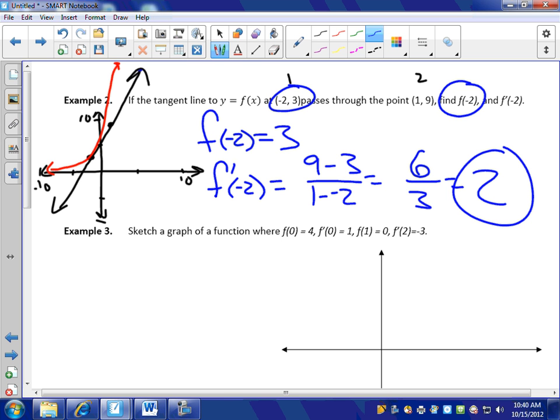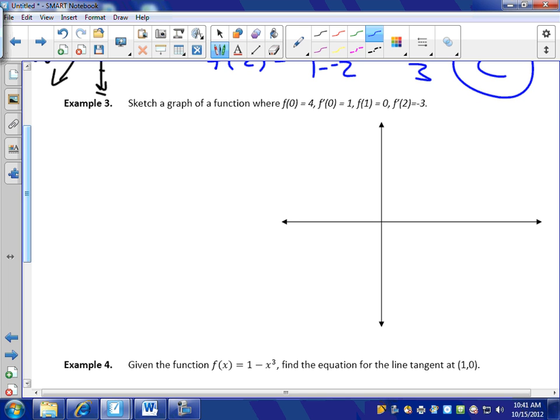Is that clear? That's it for that problem. But do you understand where we're pulling those values from? The difference is that you have f of negative 2 and f prime of negative 2. You need to understand that distinct difference.